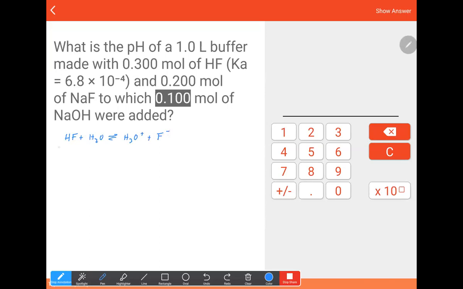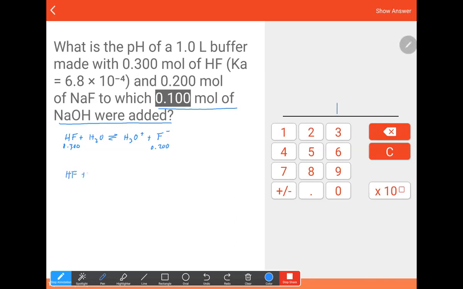However, if we had an ice table, we would say we have 0.300 here, 0.200. However, we have this going on where we have 0.1 molar of NaOH being added. So what is that going to do? This is a strong base. It's going to react with our weak acid. Now, if we were adding HCl, it would react with the F minus, our conjugate base, but we're adding a strong base.